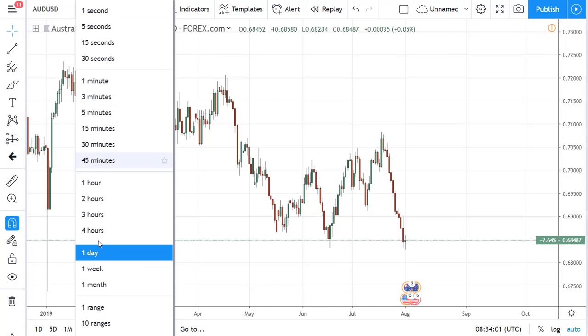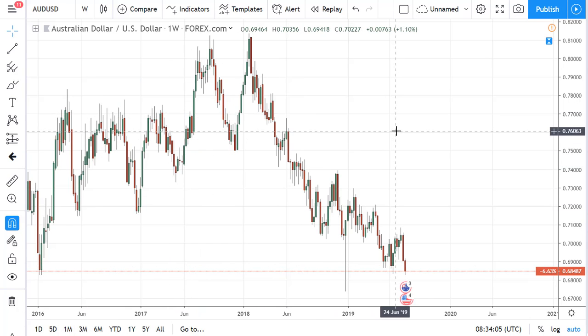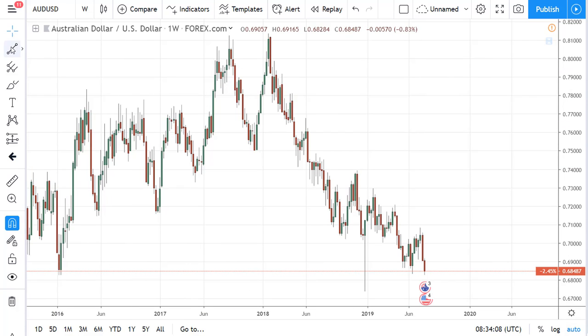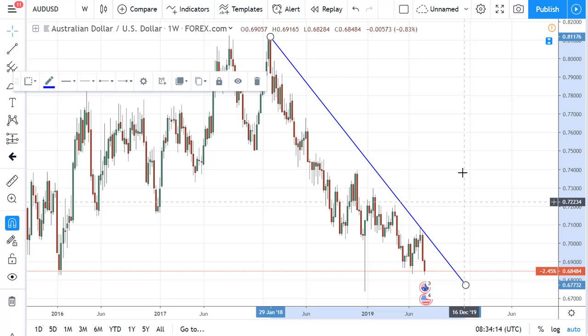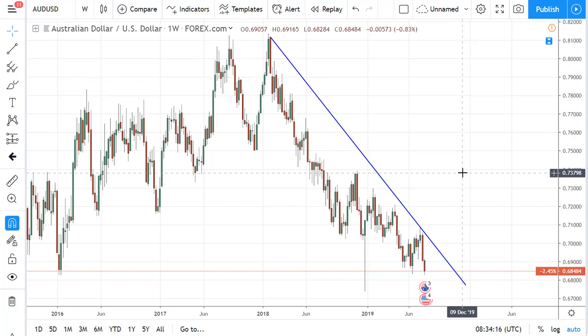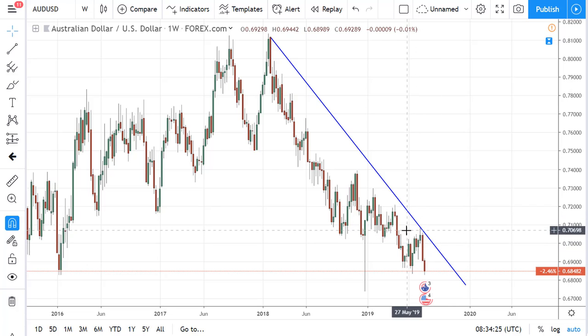So, weekly chart. Again, perspective. Where are we at? This is a very bearish move. At the moment, as long as this is holding up, we are in a bearish move. Obviously, price is news driven, and also a little bit.